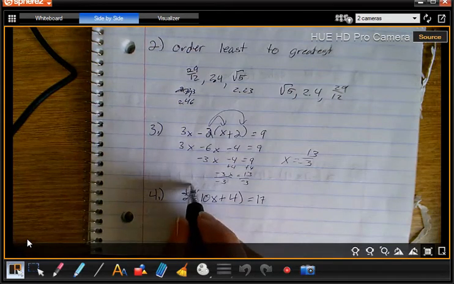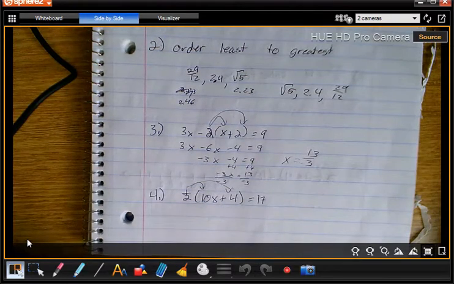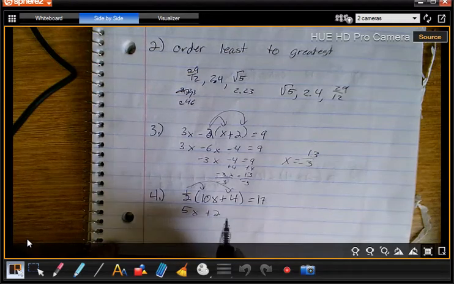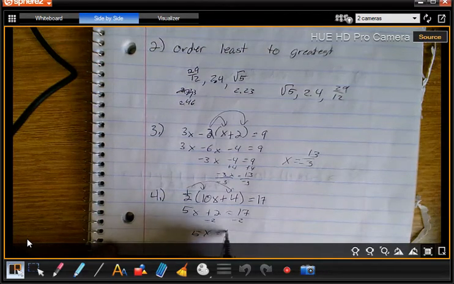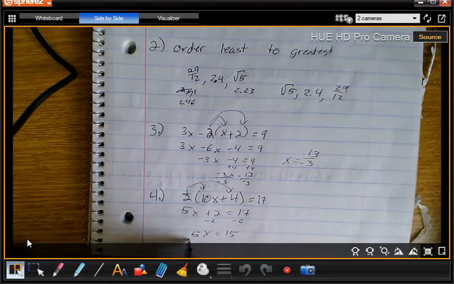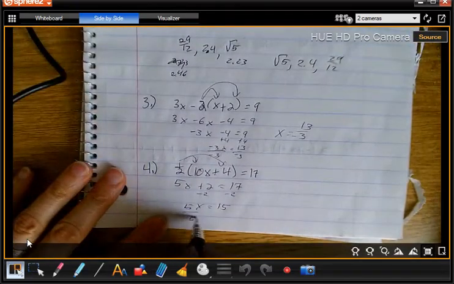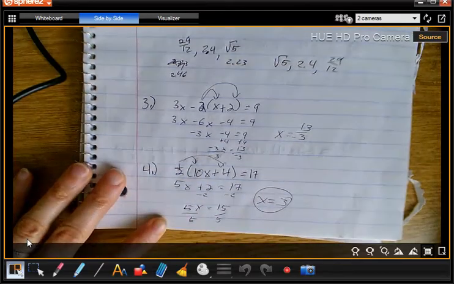Number 4, I'm going to distribute the 1/2. Remember, timesing something by 1/2 is the same thing as dividing it by 2. So I get 5x plus 2 equals 17. I'm going to subtract 2 from both sides. I get 5x equals 15. I divide both sides by 5, and I get x equals 3 as my answer.